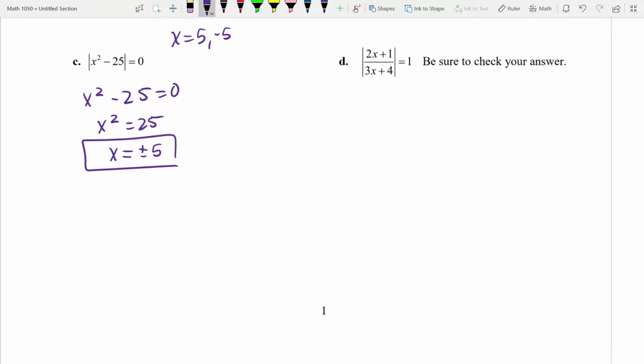Okay, question D. Get the absolute value alone. Done. Split it in 2. So I'm going to show you some of the mistakes people make. Look, write this down. 2x plus 1 over 3x plus 4 equals 1.